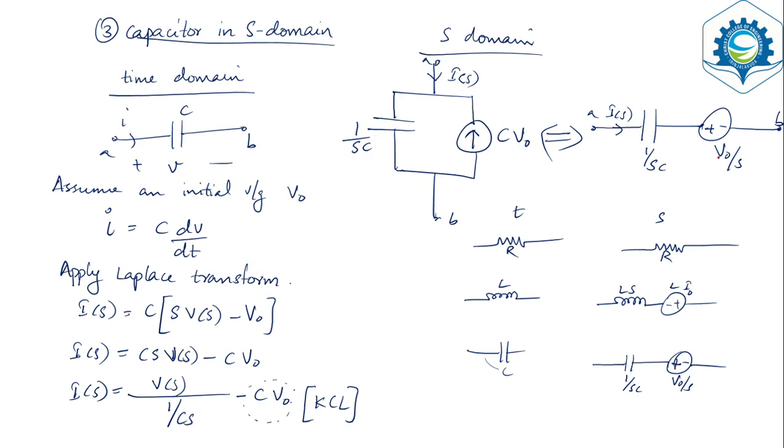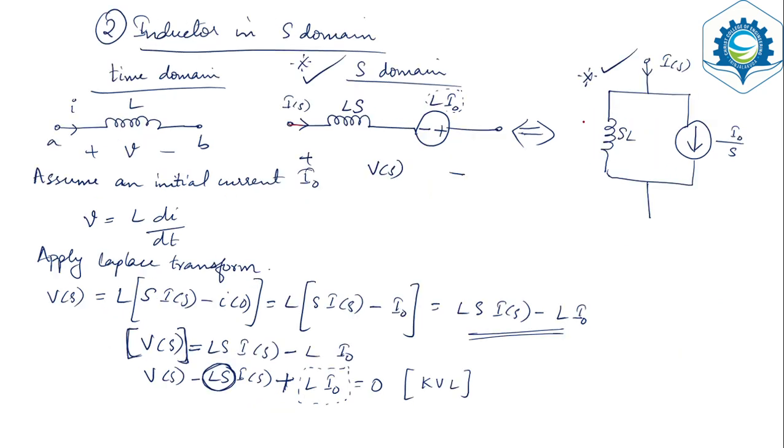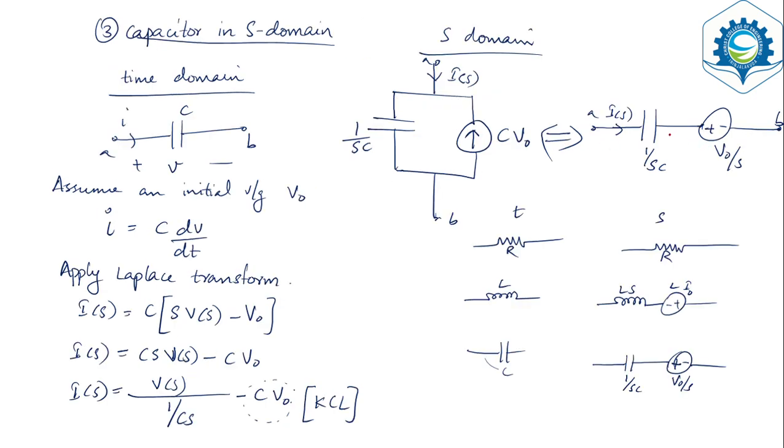You must always check the polarity. Polarity of the capacitor and that of the inductor are opposite. You can see here it is minus plus, here it is plus minus. Okay, and the value of the capacitor is 1 by SC and V0 by S. So this is just something that I have drawn in a tabular form.